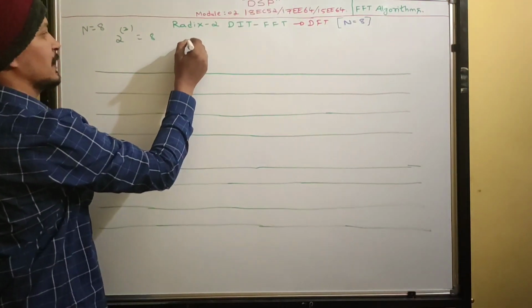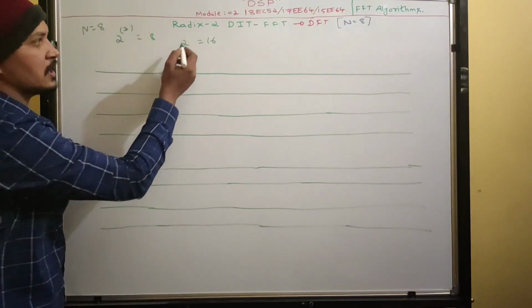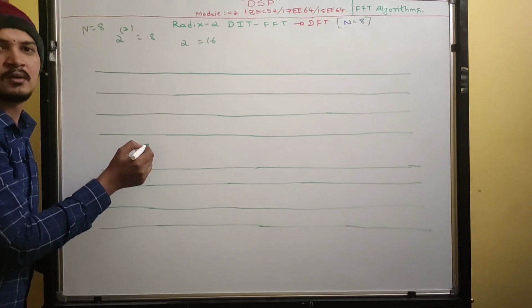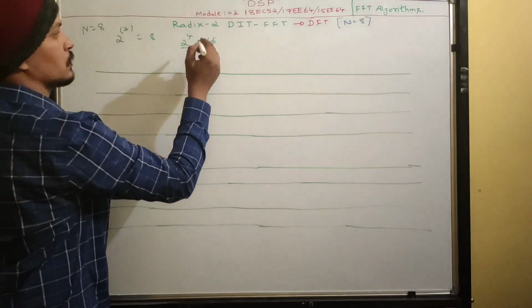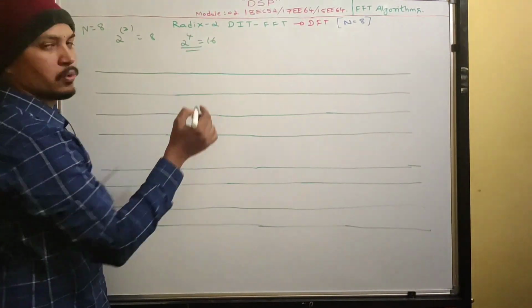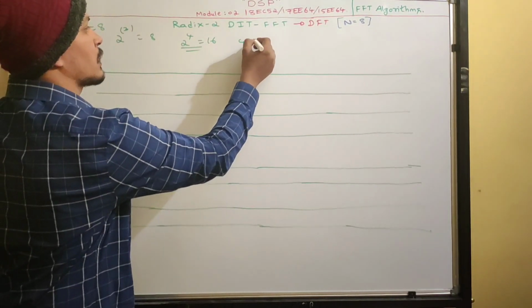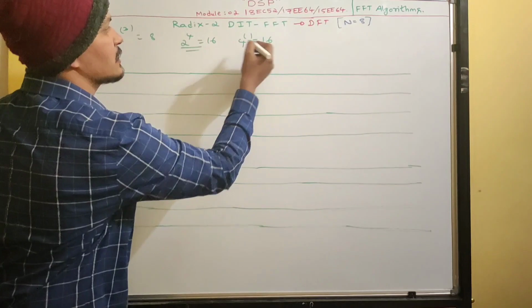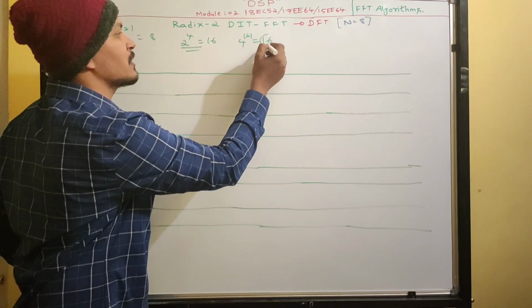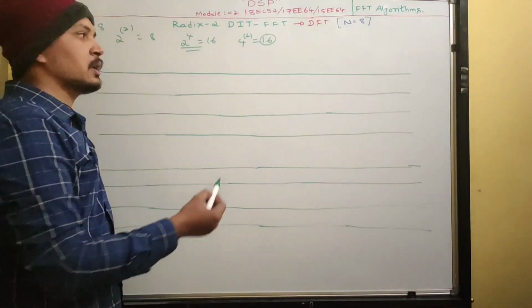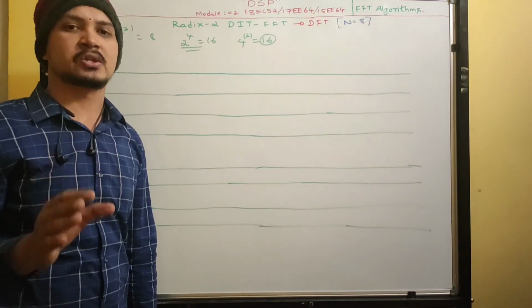Okay, next similarly, 16. In order to get 16, what should I put here? 2 cube is 8, so 2 power 4. So it is radix 2. Another method is there. One more is radix 4. That is not in your syllabus. So radix 4 means 4 to some power. You should get 16. Means you should put what? 4 square. So a 16-point DFT, I can do it either in radix 2 or radix 4. Okay, but for your syllabus, only radix 2 is there.